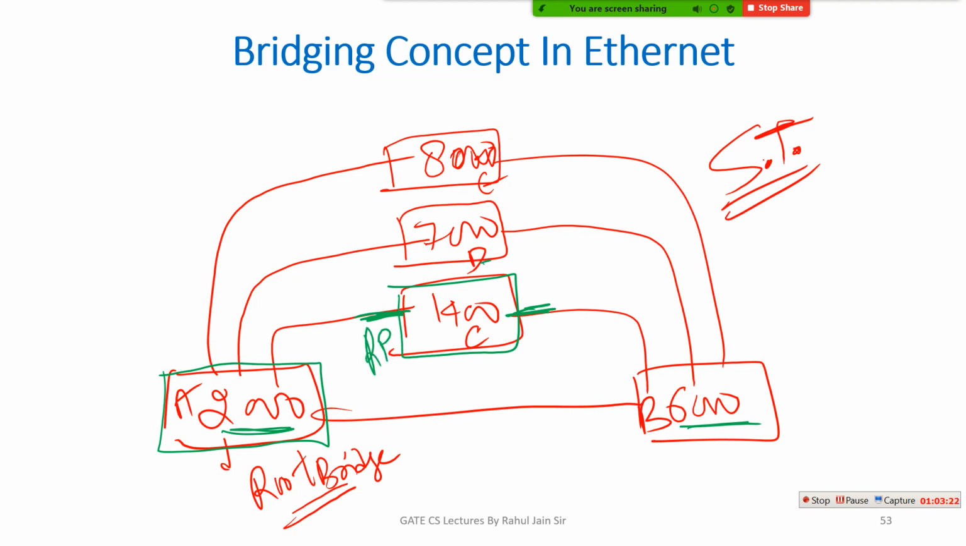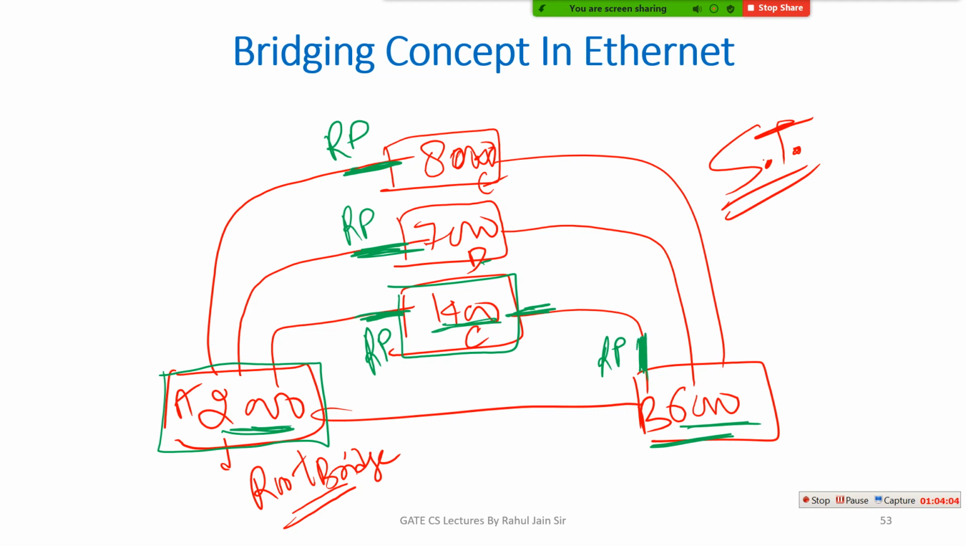Similarly for bridge D, the left hand side port will be considered as the root port, because 2000 is lesser than 6000. The root ID of bridge A is lesser. Similarly for bridge E, the root port will be on the left hand side, because it is connected to the lesser bridge ID. And the root port for bridge B is this one, because 1400 is much lesser than 2000. That is why this is the root port.